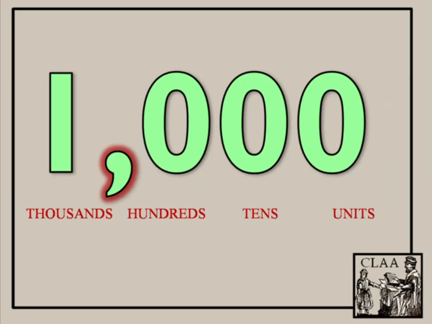When we write the number 1,000, we usually put a mark after the thousands. This mark is called a comma. We write a comma after the thousands. So 1,000 is written with a 1 in the thousands place, then a comma, a 0 in the hundreds place, a 0 in the tens place, and a 0 in the units place. Point to that mark on your screen and name it. It's called a comma.